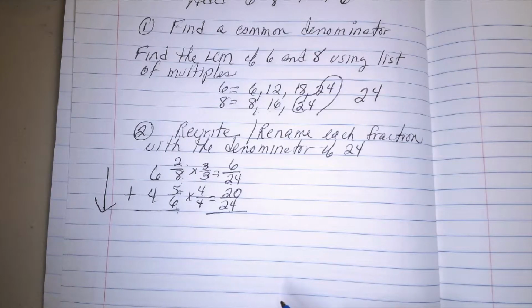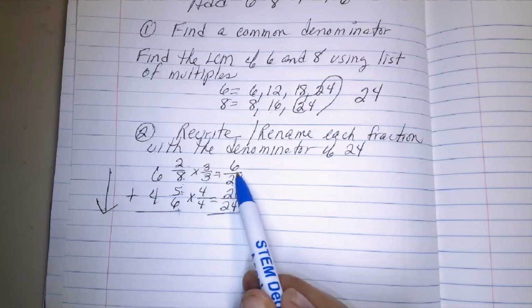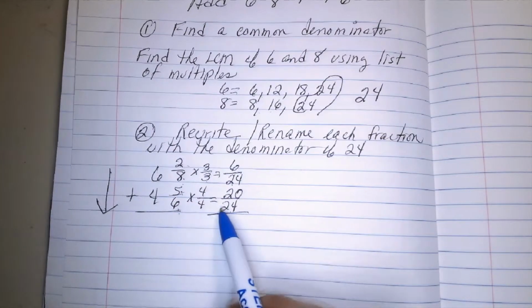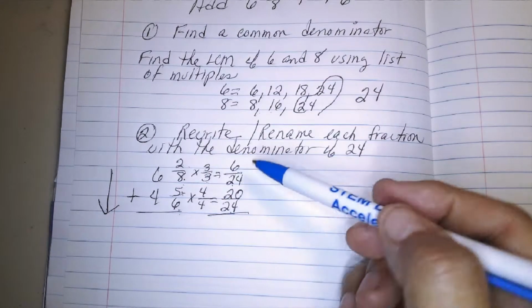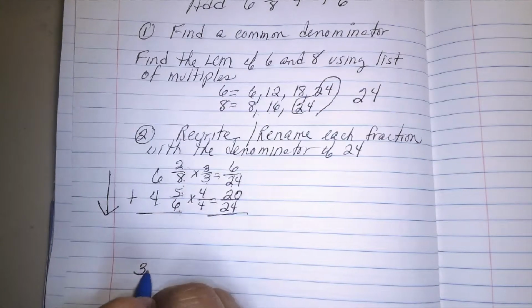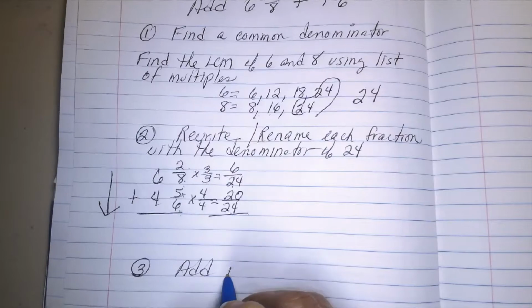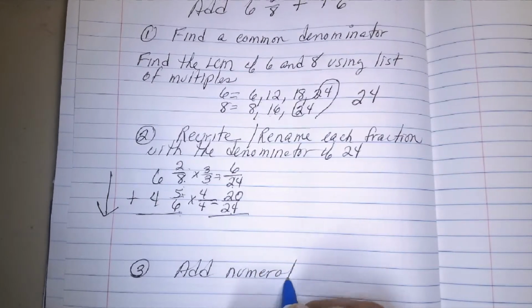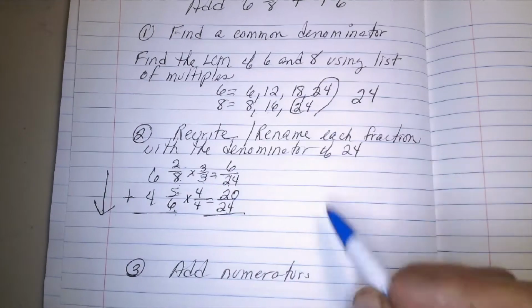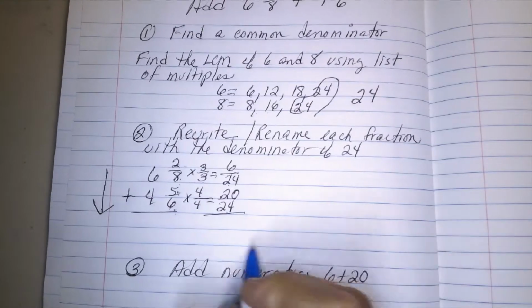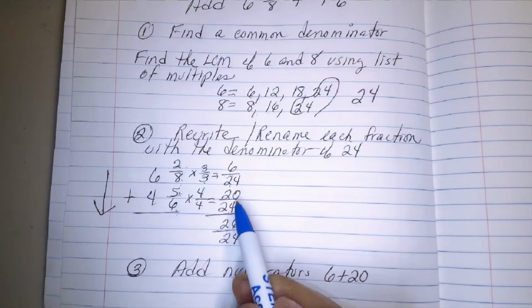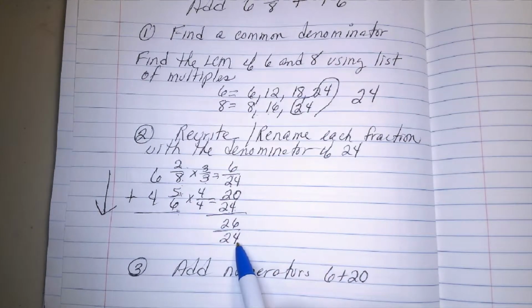Now that we have renamed each fraction and found equivalent fractions, these two fractions are equivalent to each other, and these two fractions are equivalent, and we did that so that we could have a common denominator. The third thing we're going to do is add our numerators. So here in this fraction, I'm going to add 6 plus 20. So 6 plus 20 is 26. And notice that we keep our denominator 24, 24, 24.